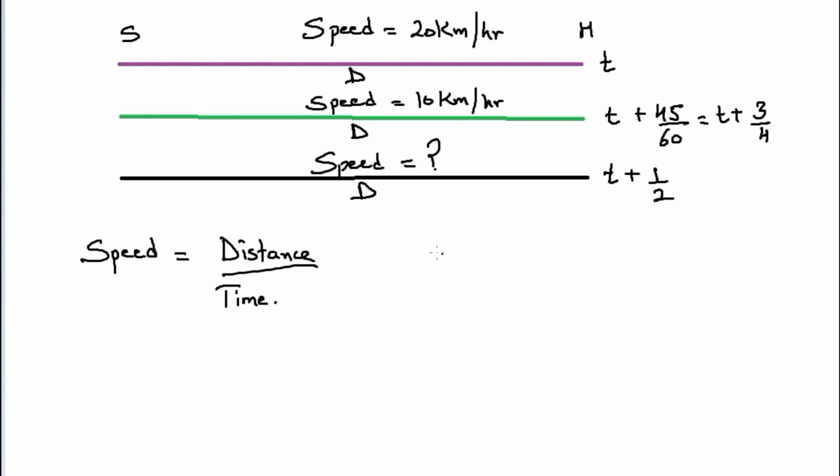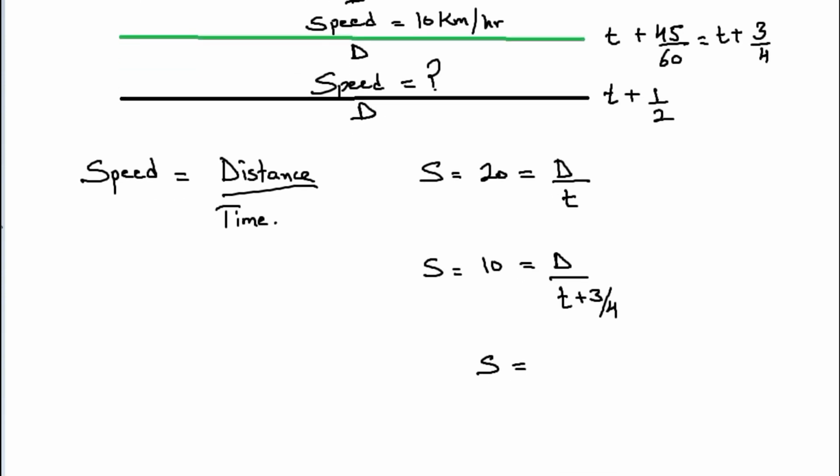In the first scenario, speed is 20 kilometers per hour, distance is d, and time is t. In the second scenario, speed is 10 kilometers per hour, distance is d, and time is now t plus 3 by 4. And in the third scenario, we don't know the speed, but distance is the same d, and time is t plus 1 by 2. Now, what is the important aspect you want to know? You want to know the speed, correct? So S is your main agenda. But let's talk about how to solve it.